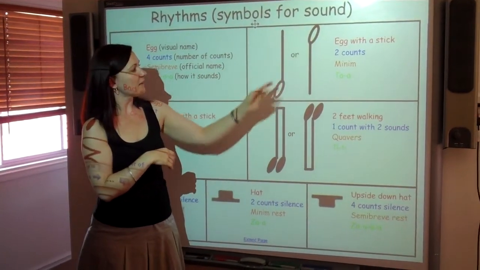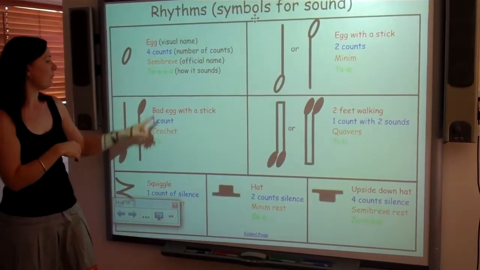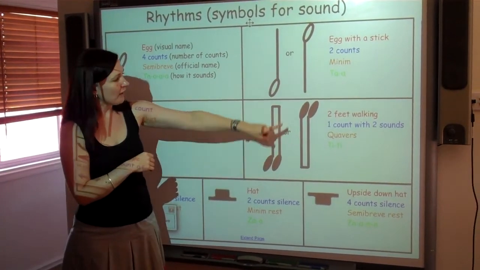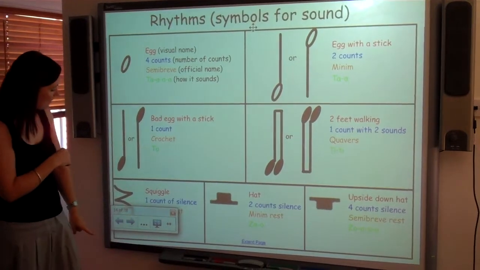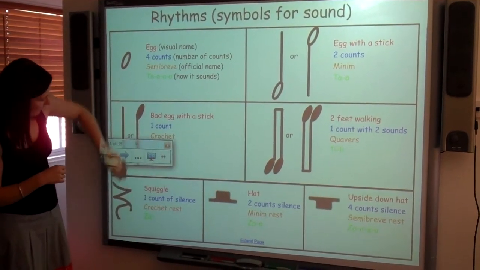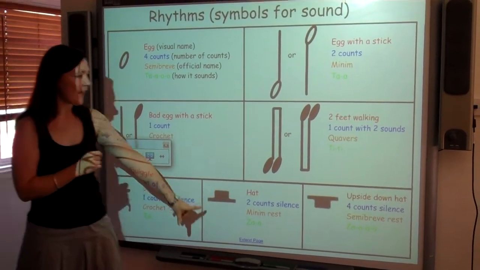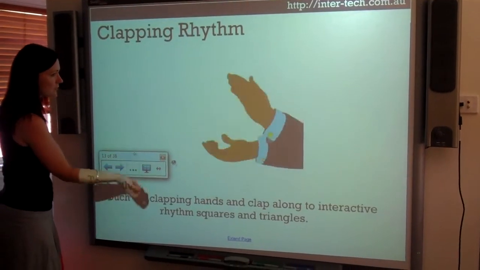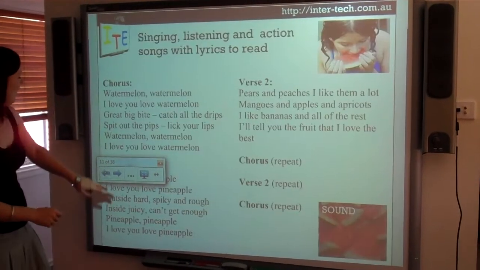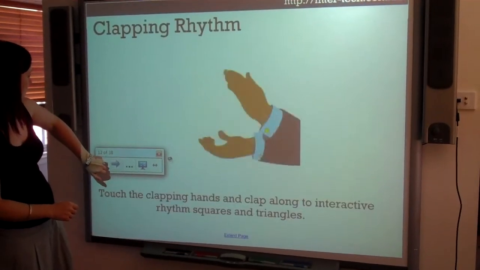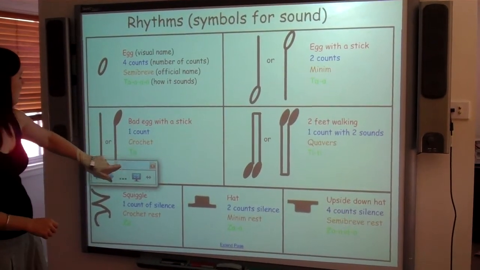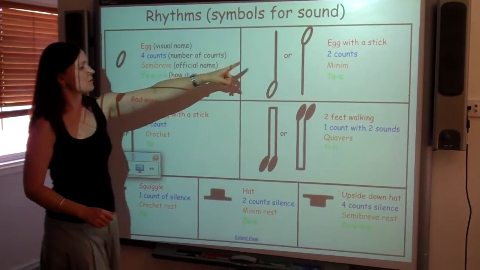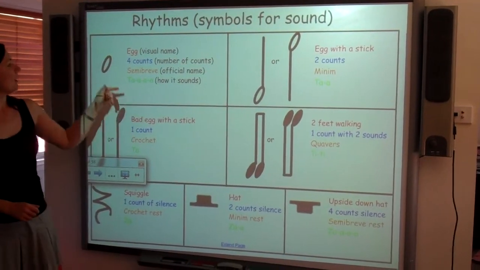An egg with a stick can be drawn 2 ways. A bad egg, because it's coloured in black, with a stick. 2 feet walking, upside down or on the ground. Over here we've got our squiggle, our hat and our upside down hat. So they're really good names for junior primary students. There we go. How many counts they are in blue, so 4 counts, 2 counts, etc.